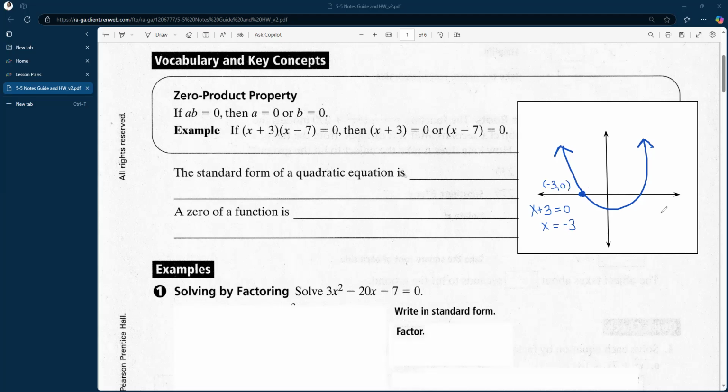On the other side, I have x minus 7. I add 7 to both sides, x equals 7. That is the second x-intercept, or solution. That is 7, 0.